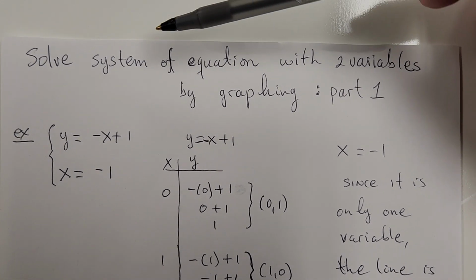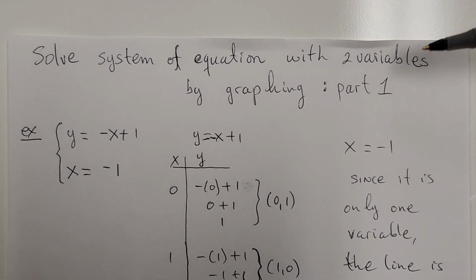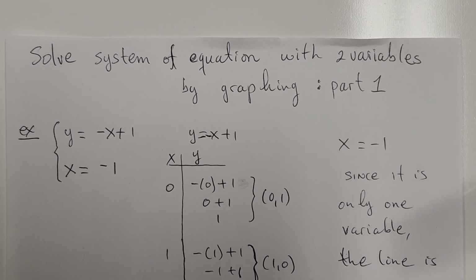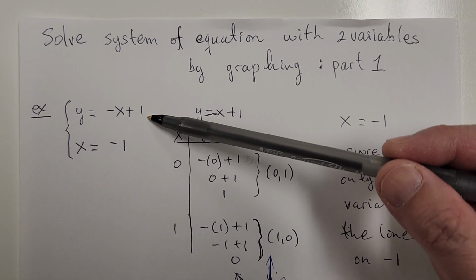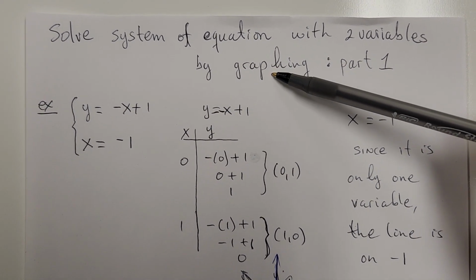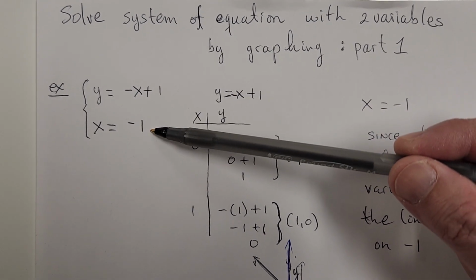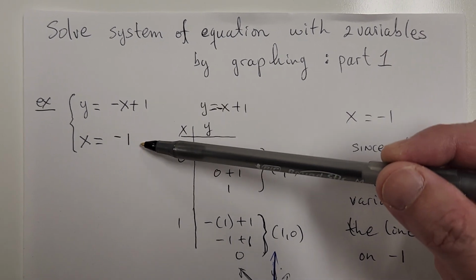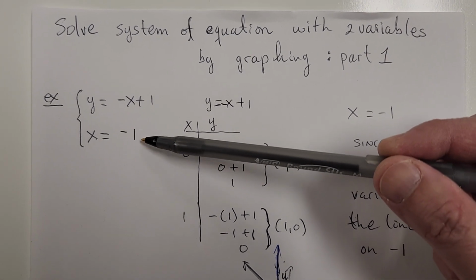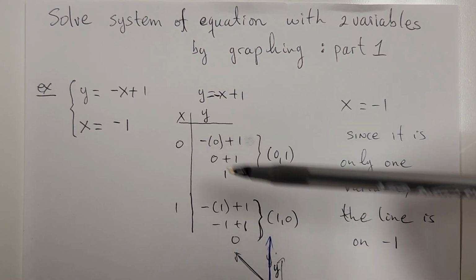Today's lesson is solving a system of equations with two variables by graphing. So you have a system of equations with two variables, and by graphing, part one. Here I have a system of equations. The first equation has two variables, and the second equation only has one variable. So let's take care of the first equation.